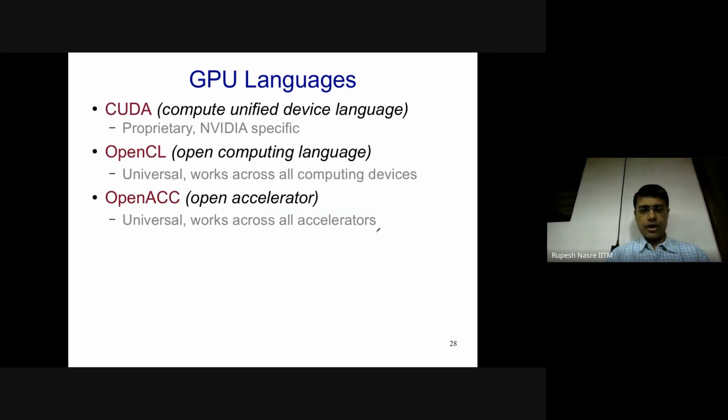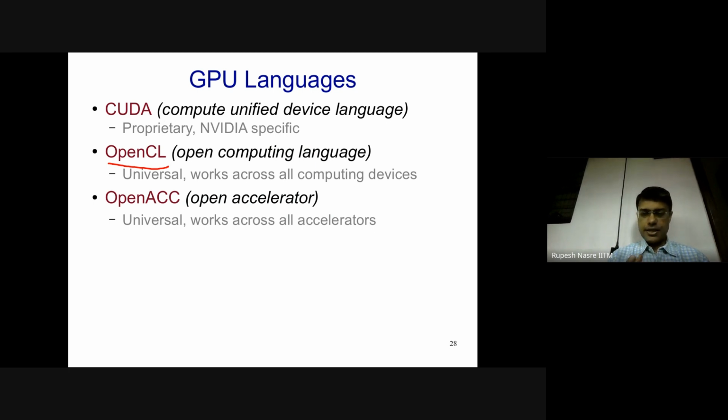Okay, so just a brief note on various GPU languages. We have CUDA, which originally was named Compute Unified Device Architecture, but nowadays we just call it CUDA. It's proprietary, which means that it works only with NVIDIA GPUs. There are languages like OpenCL, called Open Computing Language, which is supposed to be universal, and works across all computing devices wherever the vendor supports it. So for example, it works also on CPU, also on NVIDIA GPU, also on AMD GPU.